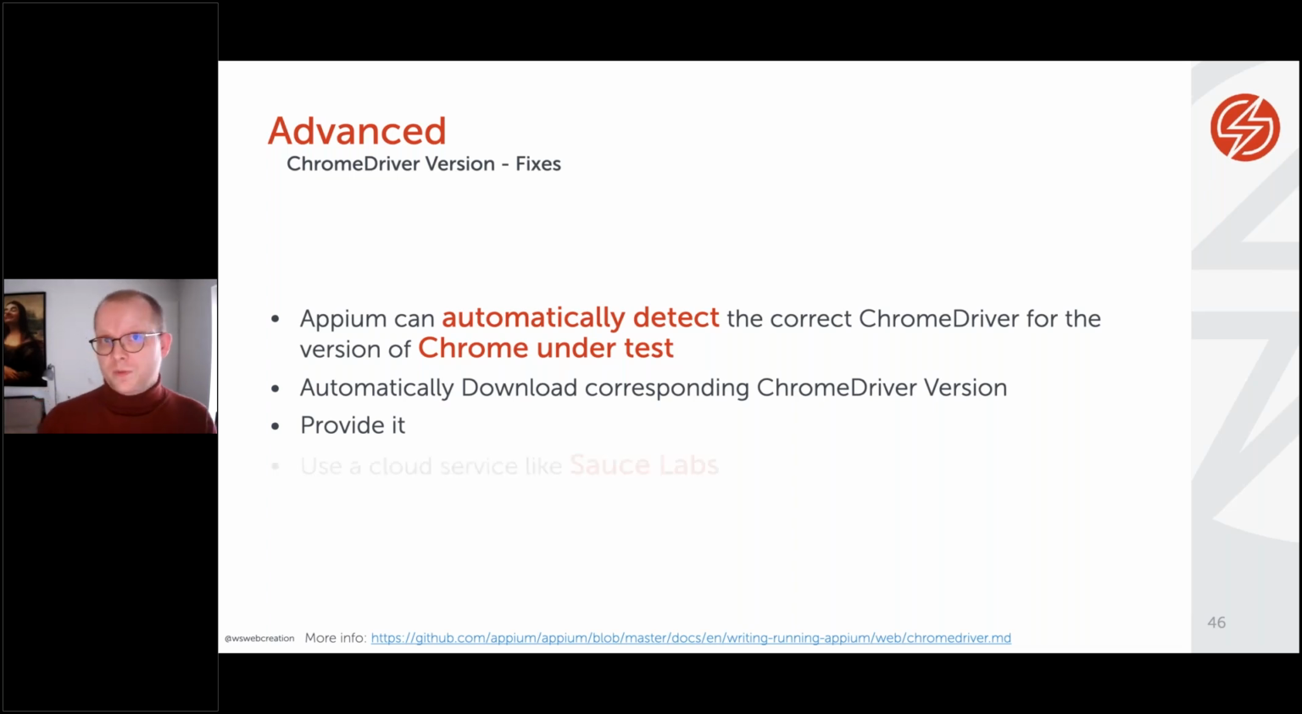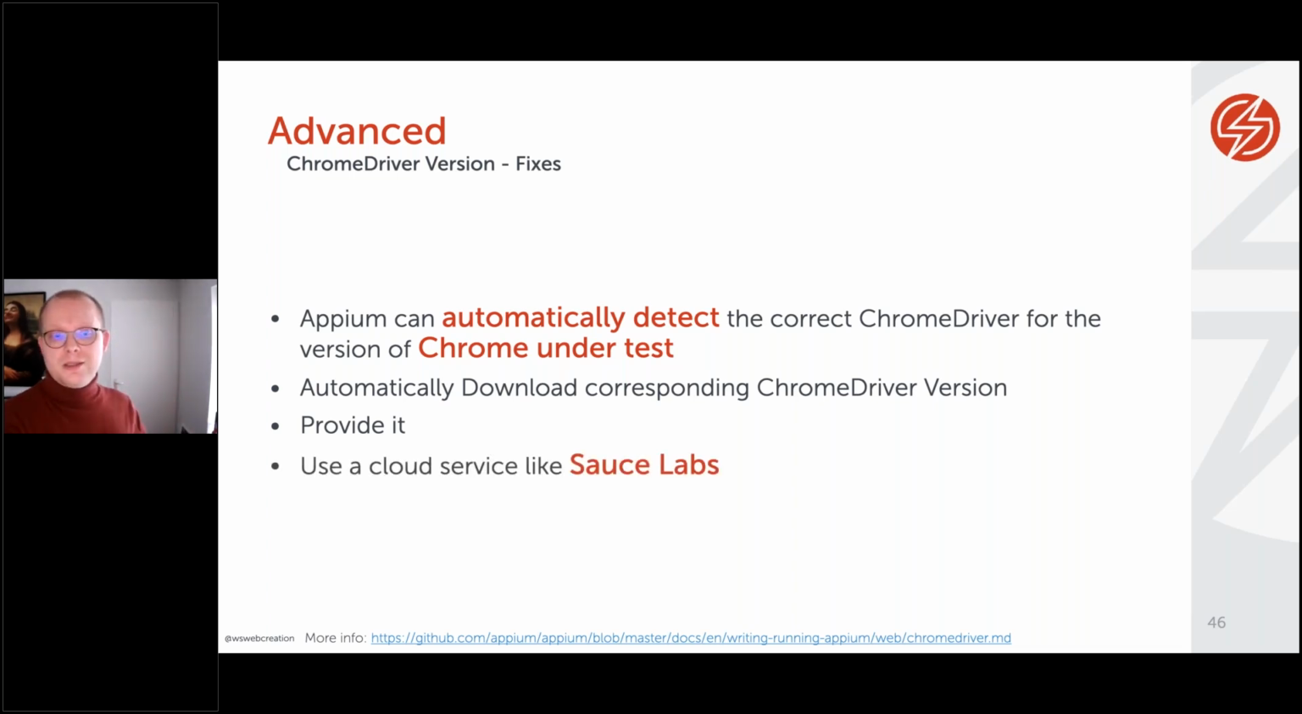But what you can also do is, for example, use a cloud service like Sauce Labs, because we already have done this for you. You don't need to think about this. It doesn't matter if you're using Chrome 87, if you're using Chrome 60 or whatsoever on the device that you need to test. We already provided that.